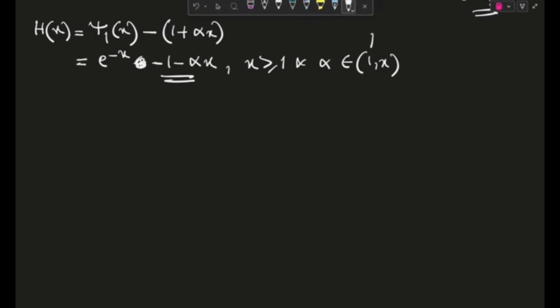So now let's check at the corner points, I mean the points of the interval. If we try to find h of 1, this is e power minus 1 minus alpha, and if you notice carefully, this thing is less than 0. I hope there is no doubt in this.